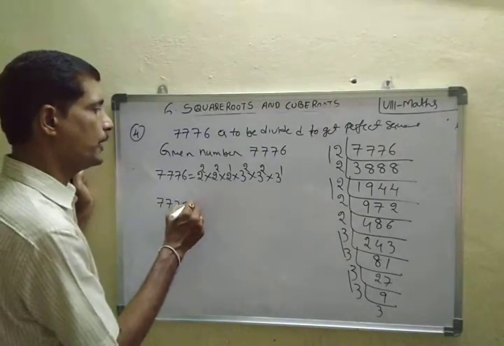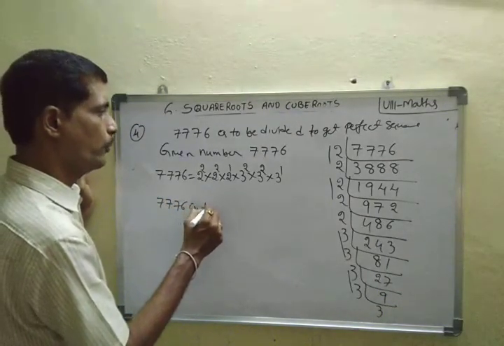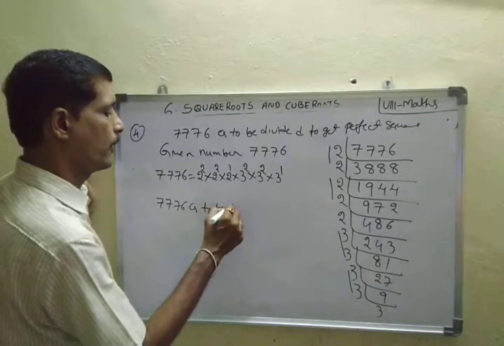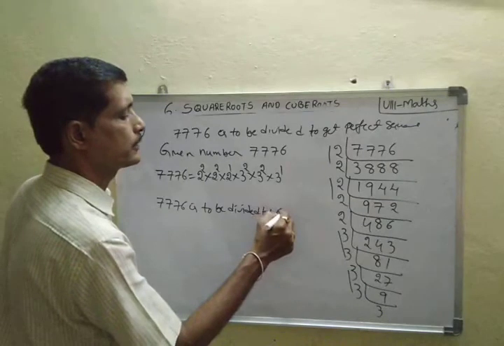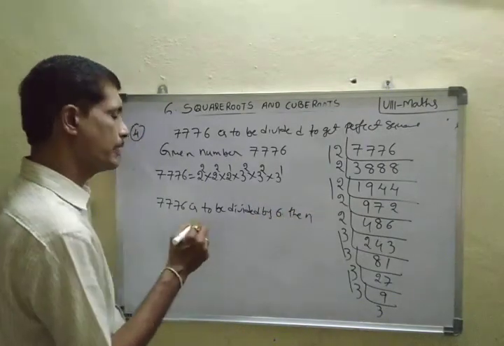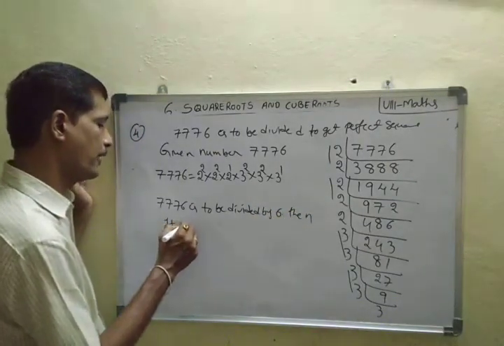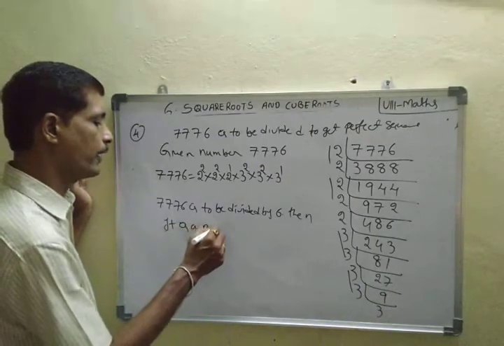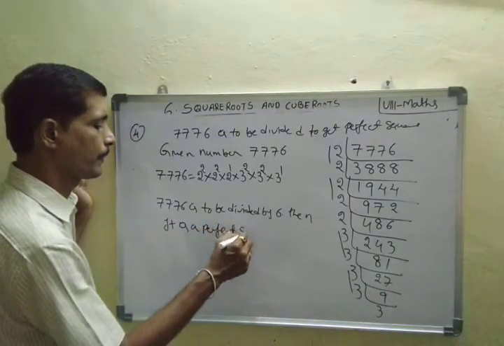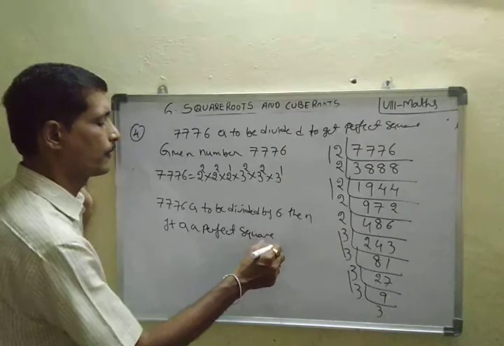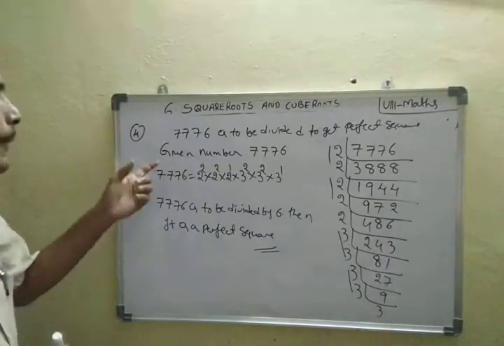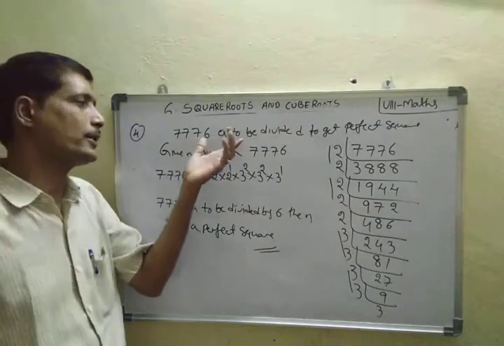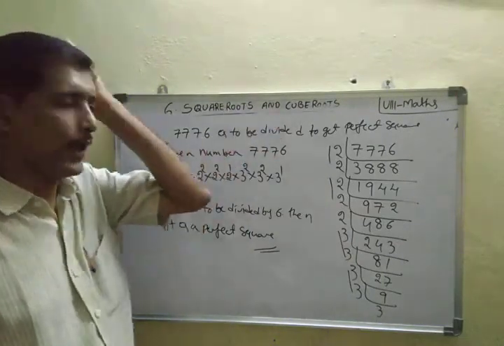Therefore 7776 is to be divided by 6. Then it is a perfect square. Once more, the number 7776 is to be divided by what to get a perfect square.